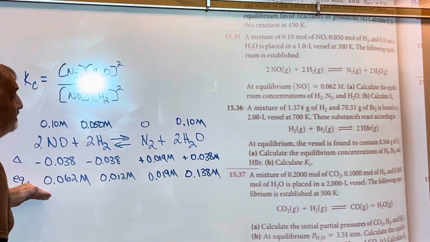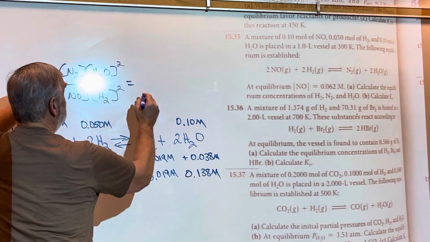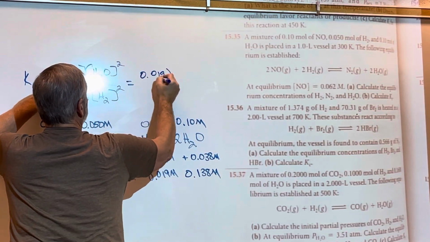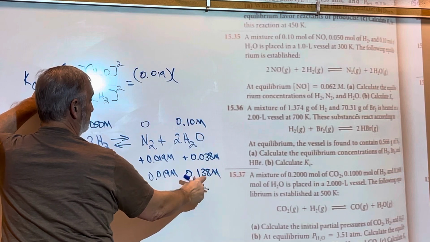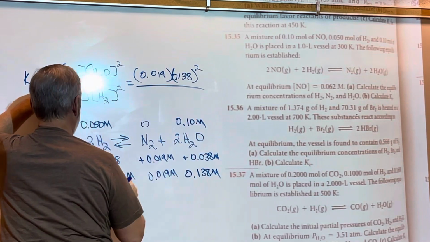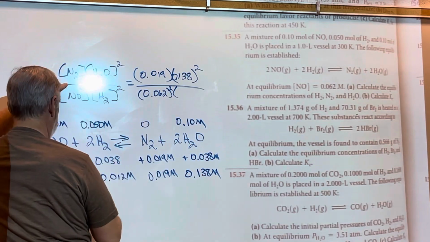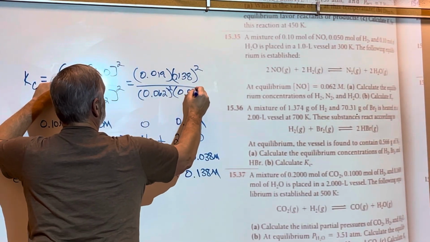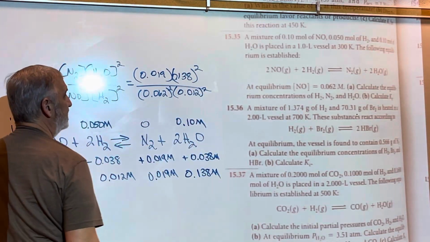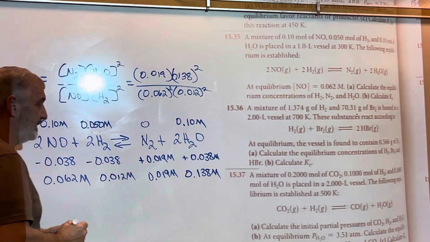Alright, so now the last part says calculate Kc. Well, how do we calculate Kc? Well, Kc is equal to this, right? Now we just plug it in. So N2, your equilibrium is 0.019 times the H2O, which is 0.138 squared, divided by the NO, 0.062 squared, times 0.012 squared. Okay? So figure out what that's going to be.